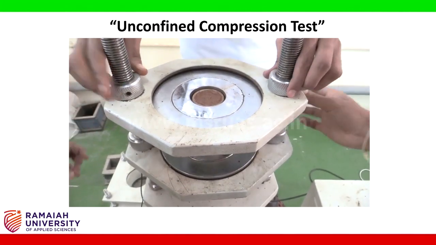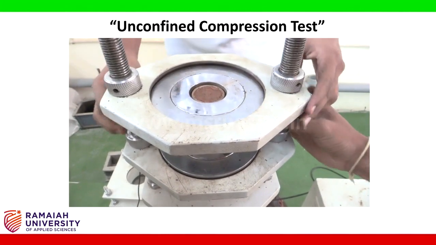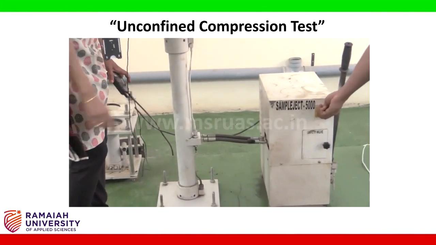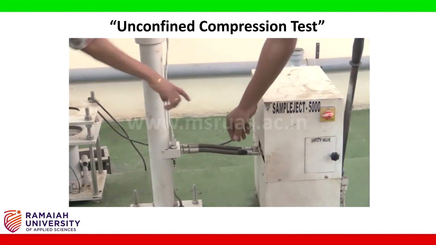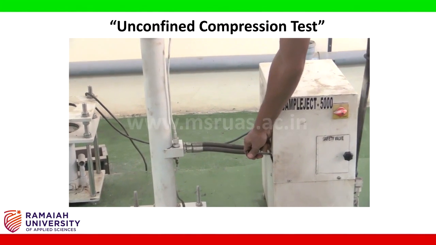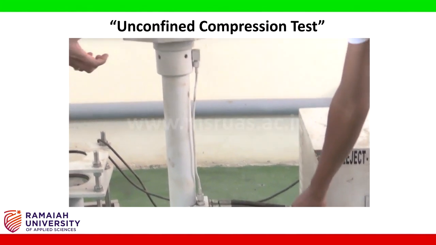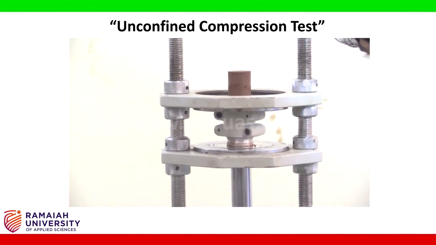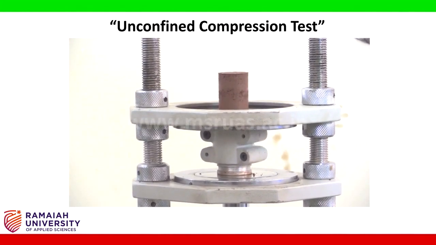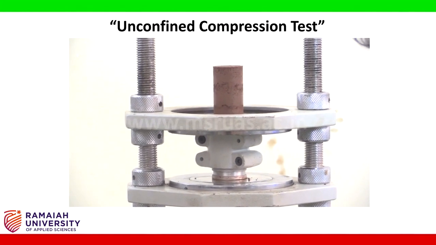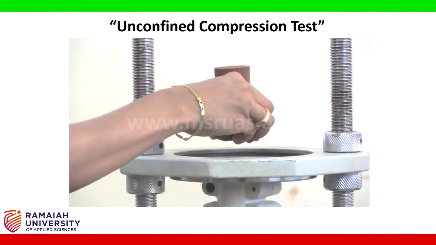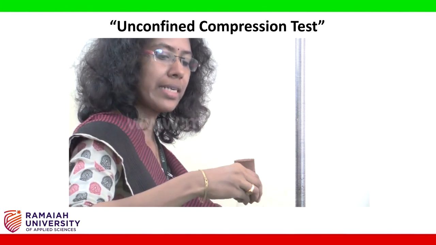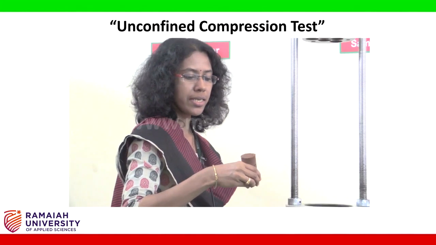Fix the top screws also. After fixing the sample, now we will switch on the machine and put the lever in the up position. Now the sample will be ejected from the mold. Now take the sample and we will test the sample in the compression testing machine.